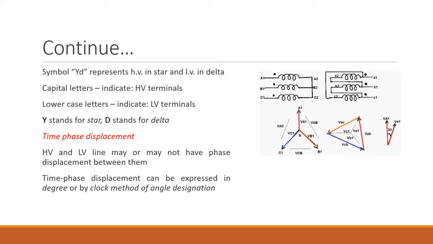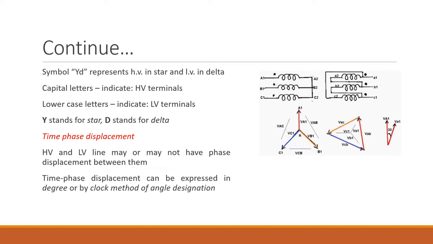Then basically we said that the transformer primary can be connected in star, and the secondary can be connected in delta. So it is represented by a symbol. That symbol could be YD. For instance, we are considering a star-delta transformer. It means your primary is connected in star, secondary is connected in delta, and the symbol will become YD. So here just pay attention to how exactly the YD is written.